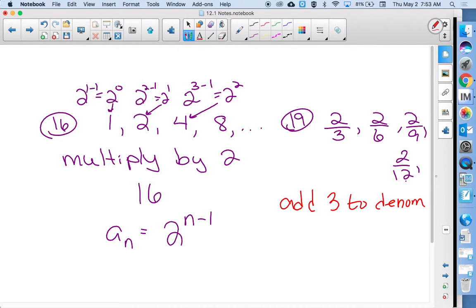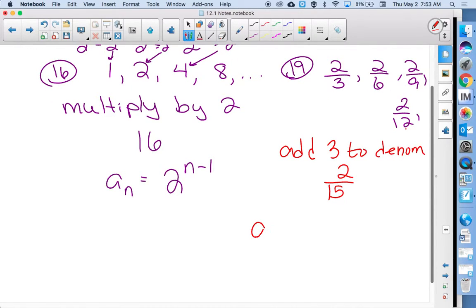So the next term would be what? Julian? 2 over 15. Right, 2 over 15. So now we have to try and come up with a pattern. A pattern has to involve an n in it. What do you notice about all the fractions? Julia? They have a 2 as a numerator. So my pattern has to have a 2 as a numerator, because that 2 is consistent. It's 2 every single time.